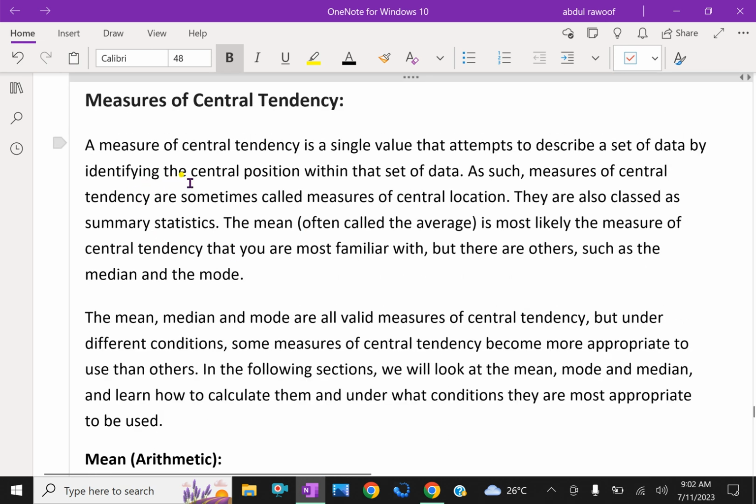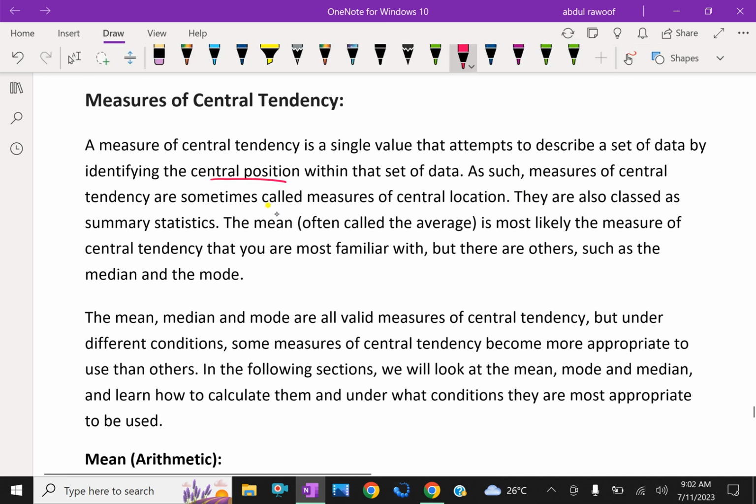In statistics and econometrics, let us discuss measures of central tendency. A measure of central tendency is a single value that attempts to describe a set of data by identifying the central position within the set of data. A measure of central tendency is sometimes called a measure of central location. They are also classed as summary statistics.